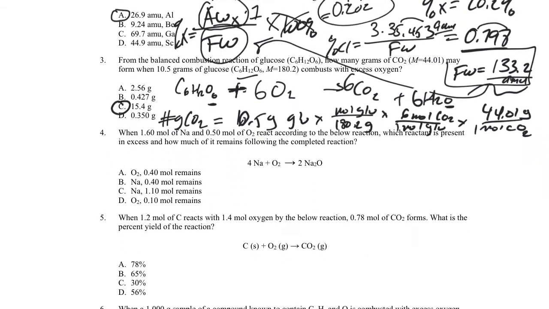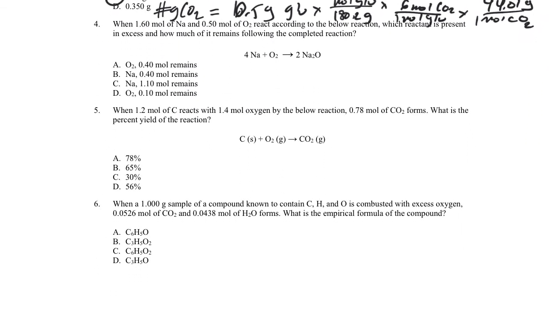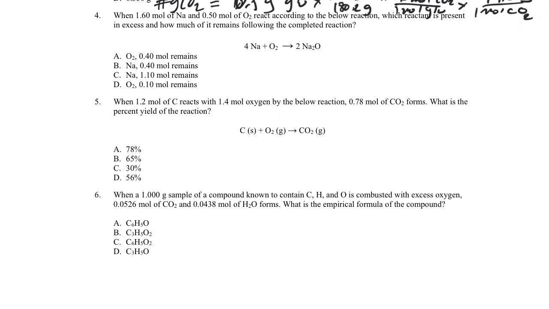So moving on to number 4, when 1.6 moles of sodium and half a mole of oxygen react by the below reaction, which reactant is present in excess and how much of it remains following the reaction. This might not be a bad one for a BCA chart.